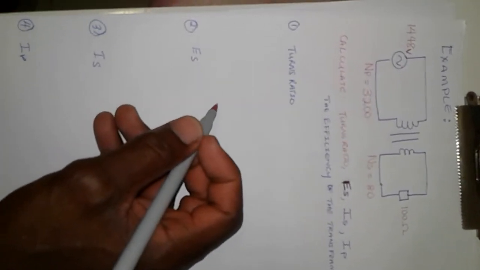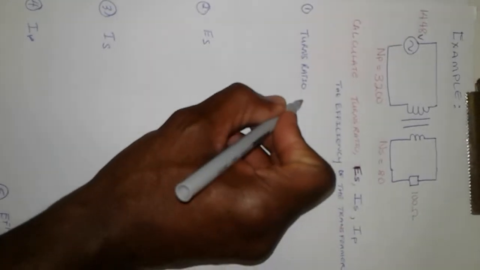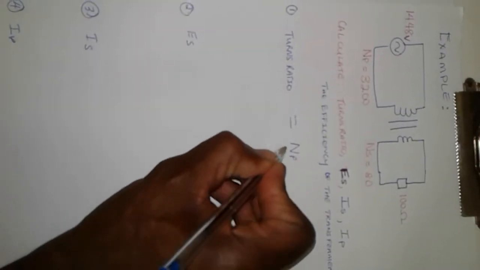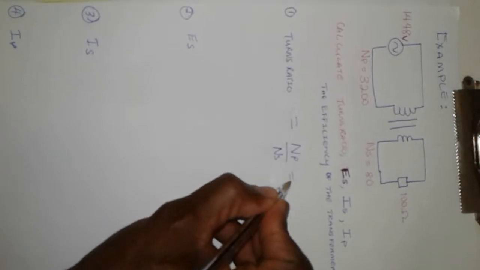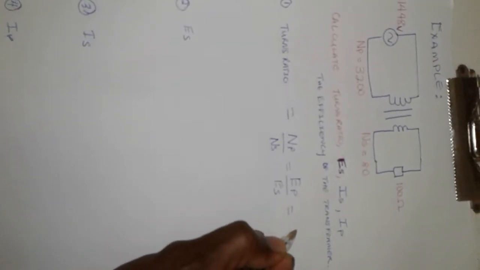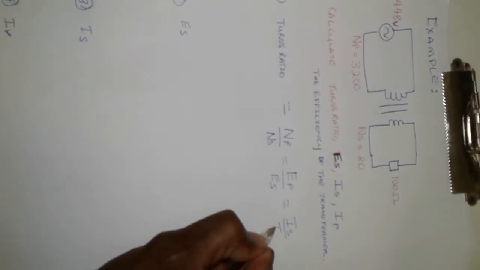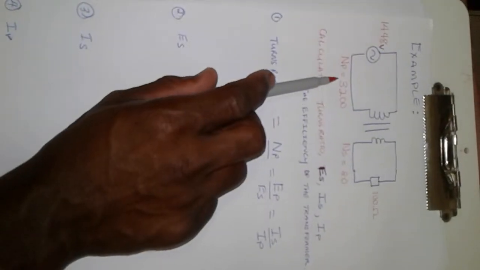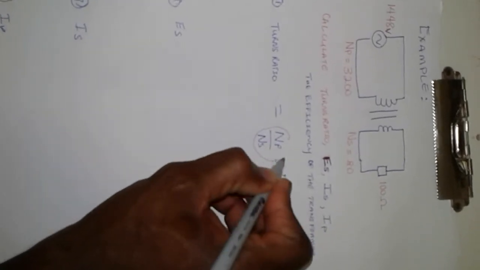So the first thing we will do is calculate the turns ratio. To calculate the turns ratio, we remember our turns ratio formulas. So we know turns ratio is equal to number of turns primary over number of turns secondary. It's also equal to voltage primary over voltage secondary. It's also equal to current secondary over current primary. With that in mind, we must find two values that are on both the primary and the secondary. And so we have it here, number of turns primary and number of turns secondary. So we will use this first ratio to calculate our turns ratio.